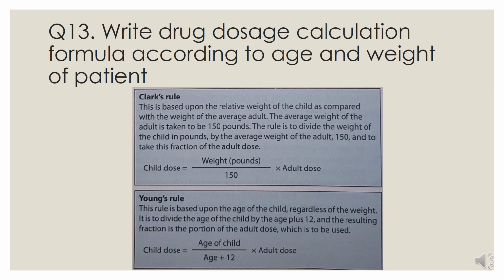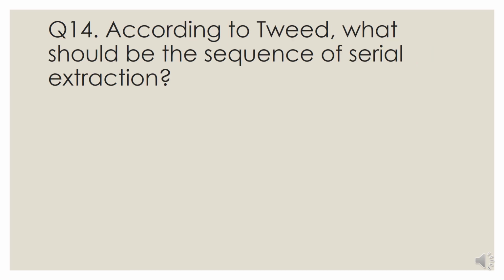Then Young's rule is based upon the age of the child regardless of the weight. It is to divide the age of the child by the age plus 12, and the resulting fraction is the portion of the adult dose which is to be used.